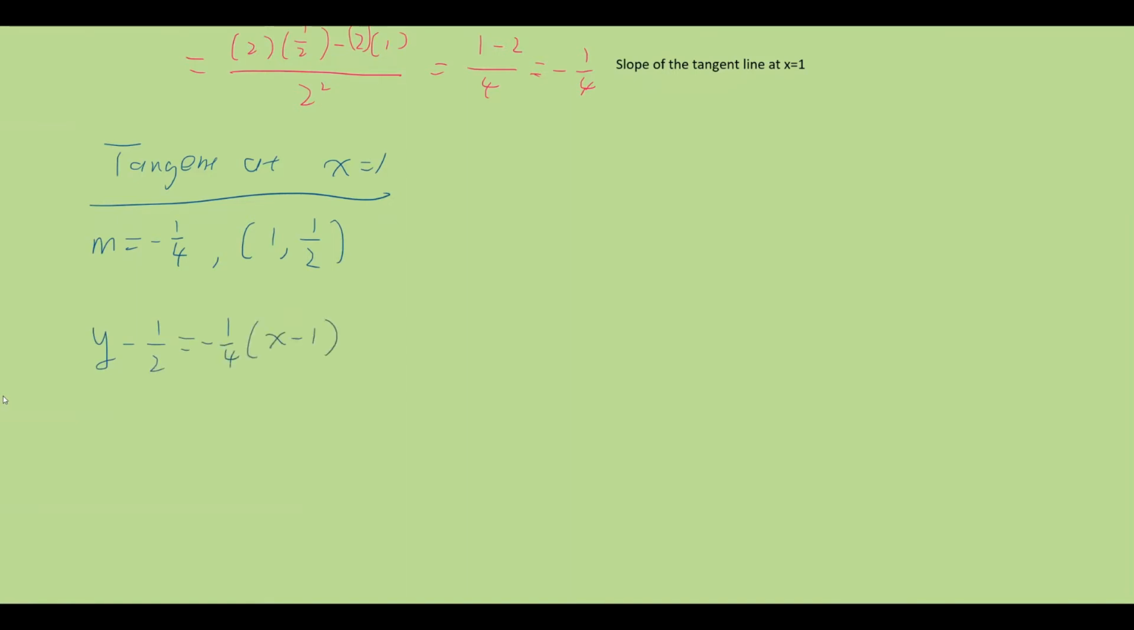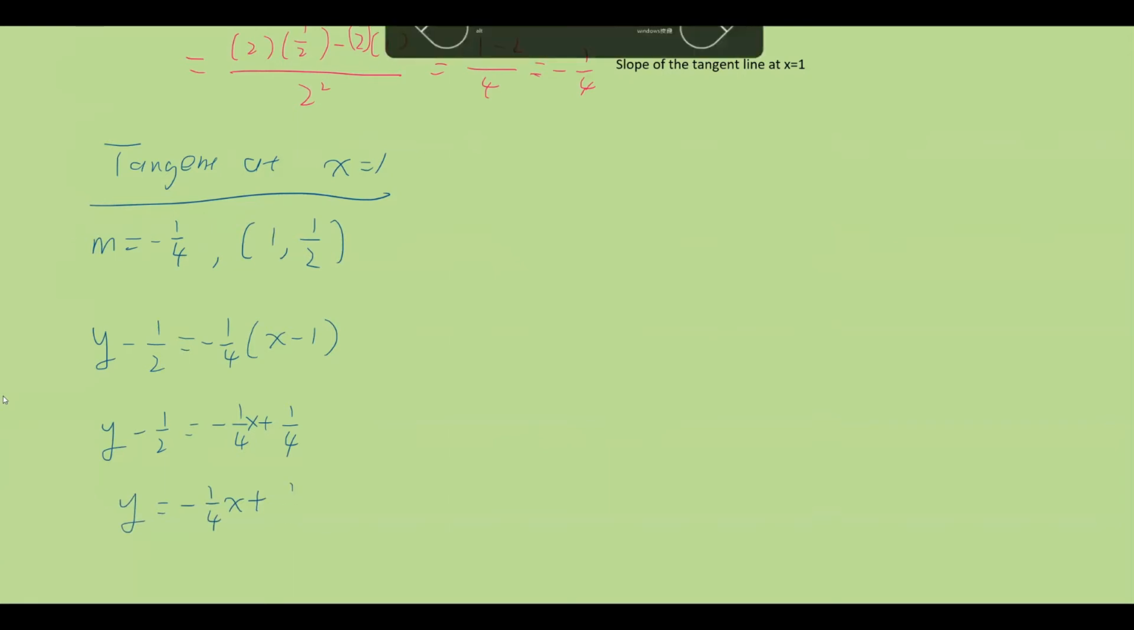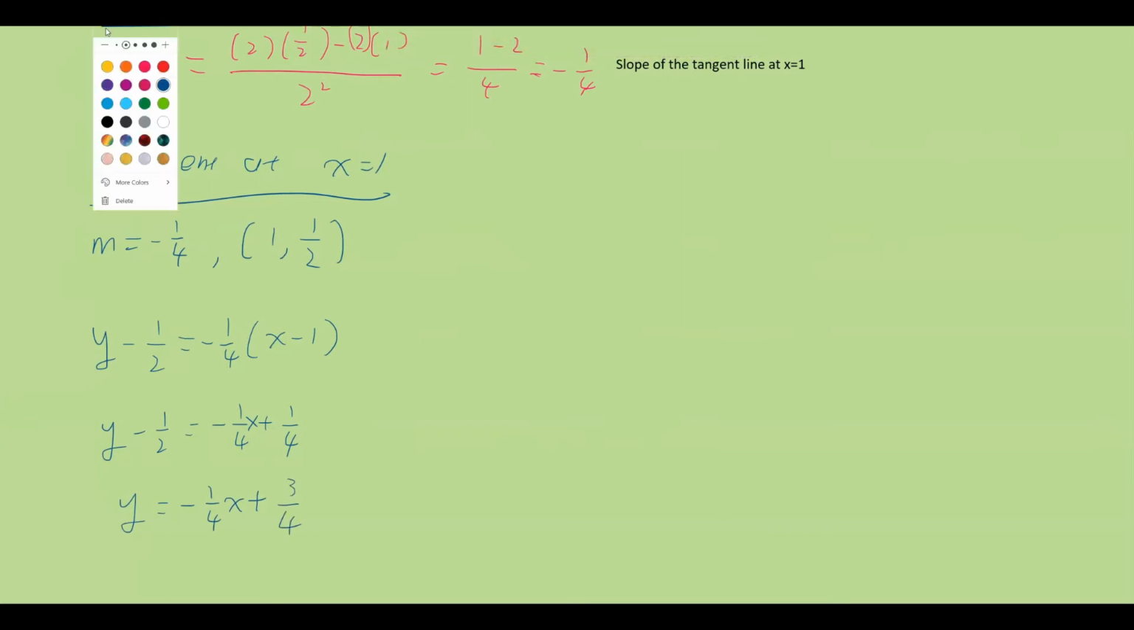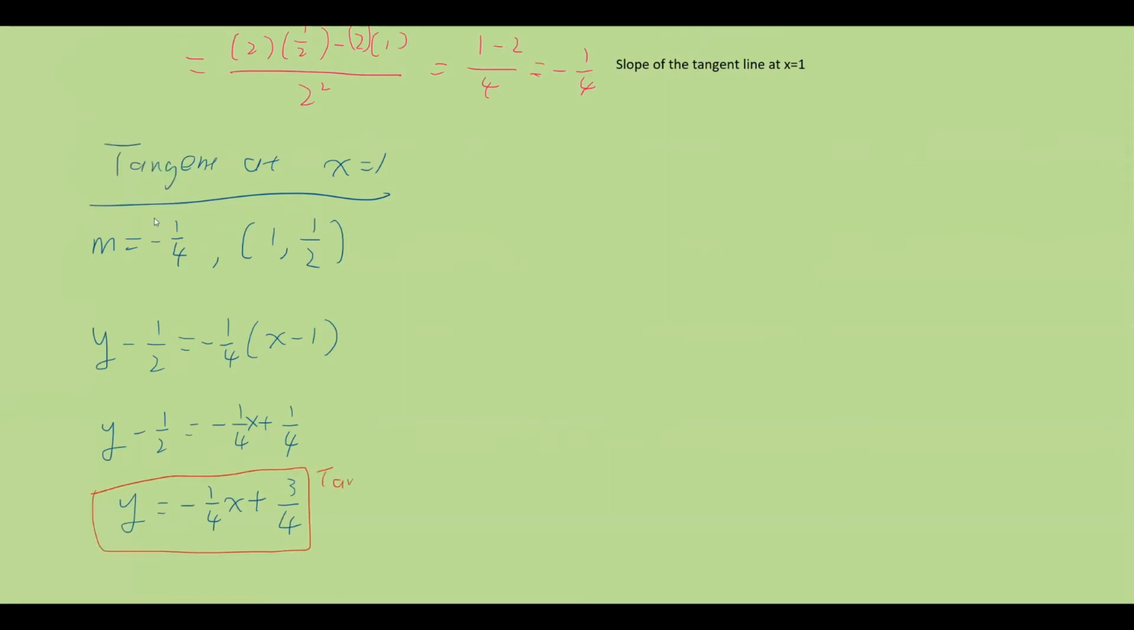minus 1). And that will be y minus 1/2 is equal to negative 1/4 x plus 1/4, and add the 1/2 to the right, we get y is equal to negative 1/4 x plus 1/4. Oh, sorry, plus 3/4. Okay, and that's the equation of the tangent line.